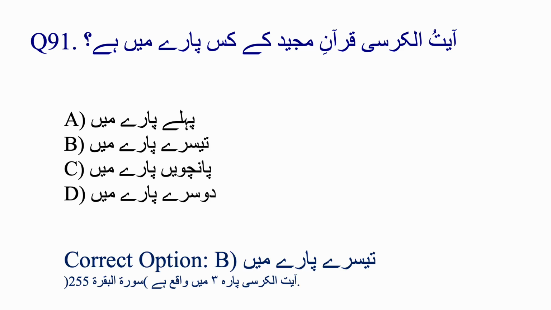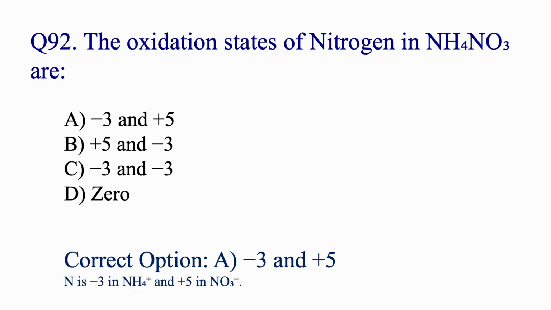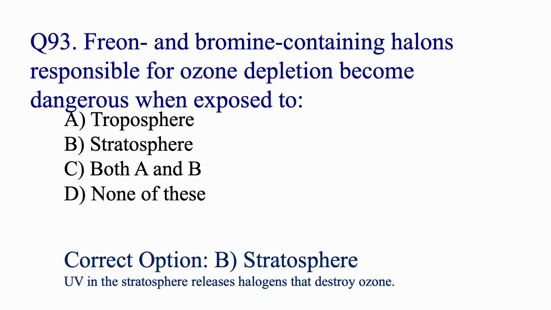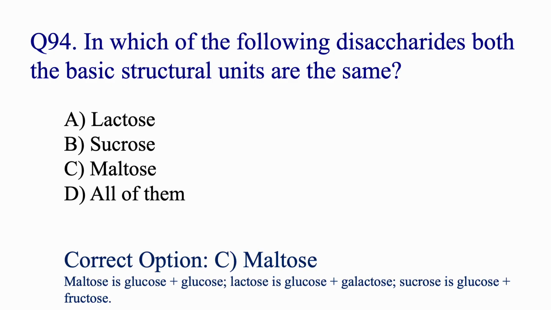The oxidation states of nitrogen in NH4NO3 are -3 and +5. Freon and bromine containing halogens responsible for ozone depletion become dangerous when exposed to stratosphere. In which of the following disaccharides both the basic structural units are the same? Maltose.